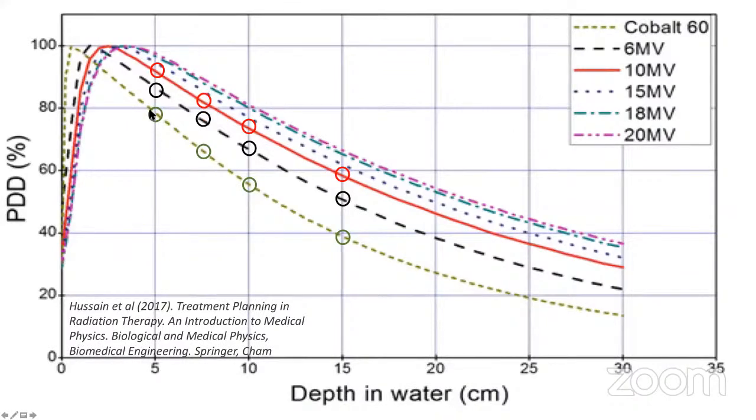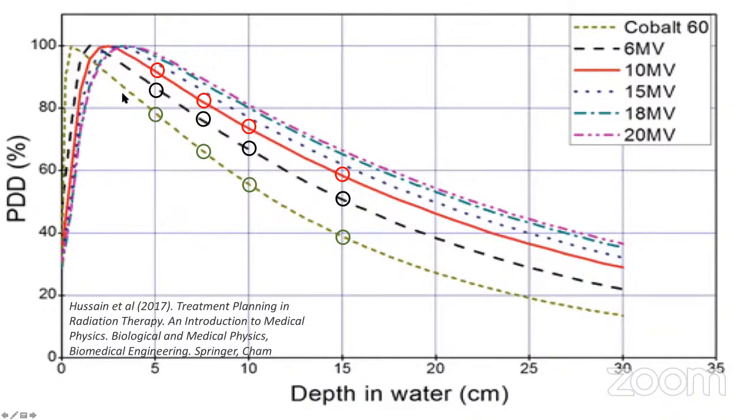And these are different depths. This is 5 centimeter, this one is 7.5, this one is 10 centimeter, and I've also drawn circles here for 15 centimeter. So looking at the dose that you get at, say, 5 centimeter depth on a telecobalt, you get close to 80%, not exactly 80%, it is a little less than 80%. For a 6 MV beam, it is around 84, 85, a little more than that. And for a 10 MV beam, it is a little higher.